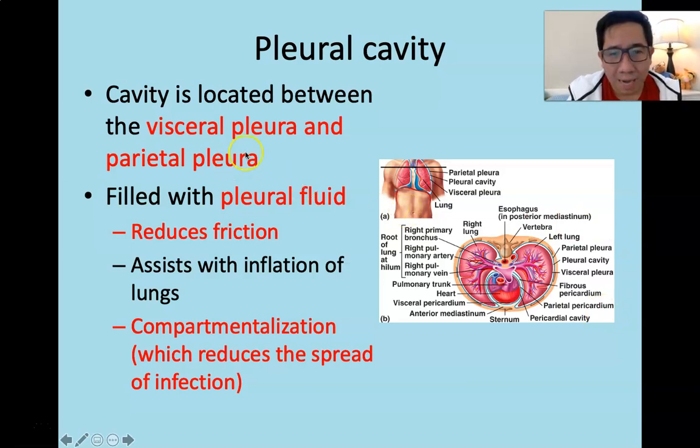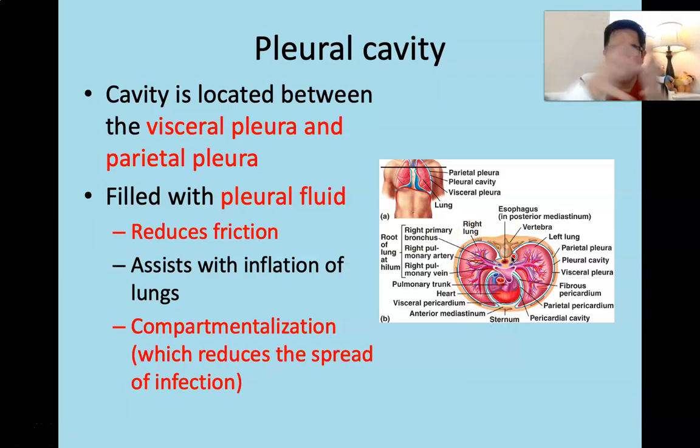And between the parietal and visceral, there's actually pleural fluid. There's a fluid inside there to help reduce any friction when you breathe. Your lungs expand and then collapse, expand and collapse. So that fluid makes it a lot smoother. And this brings us to the last part, where you compartmentalize, meaning that each section is pretty much capped, just well wrapped.